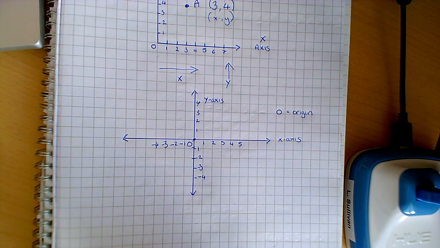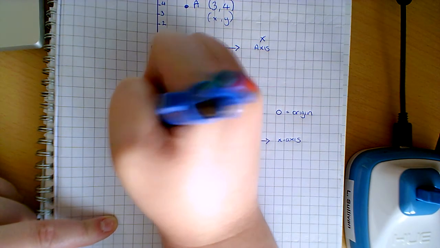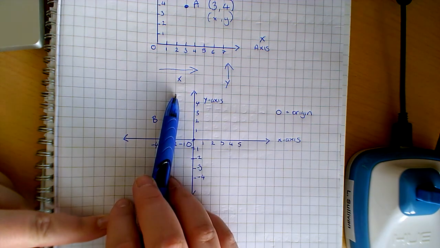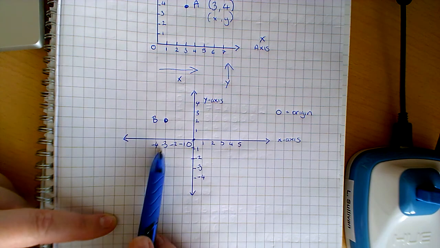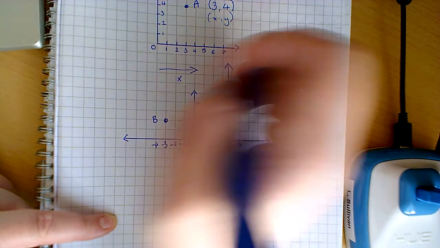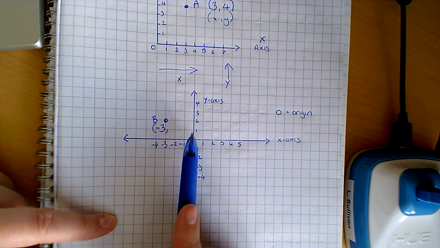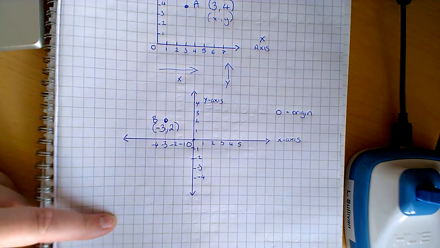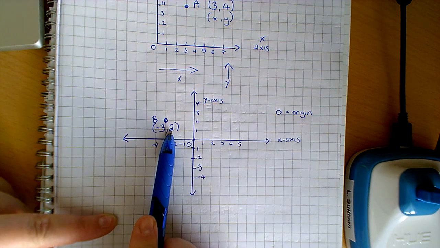So, if we had a point, and we'll say this point here is B, following what we did before, we look for our x value first. So x is -1, -2, -3. And then y is 1, 2. So for this one, our point B is -3, 2.